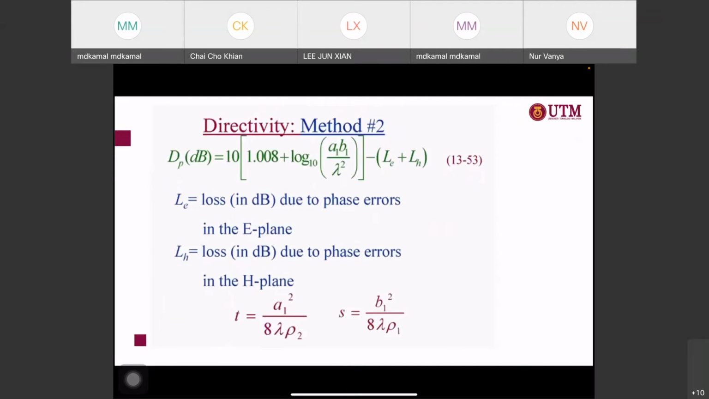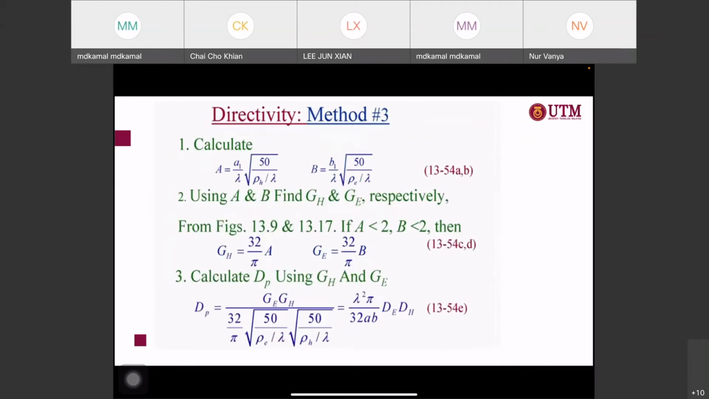The second method to find the directivity of your horn antenna is by using these equations, 10 log of this. LE is the loss in dB due to the phase error in the E plane, and LH is the loss in dB due to the phase error in the H plane. You need to find all of these, so you can find the directivity, where your T here is equal to this particular value.